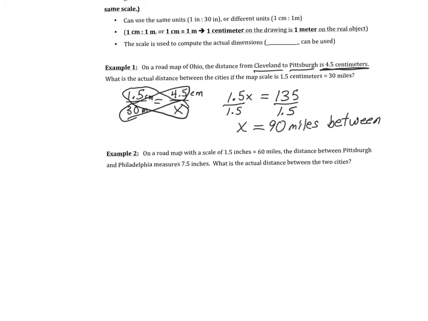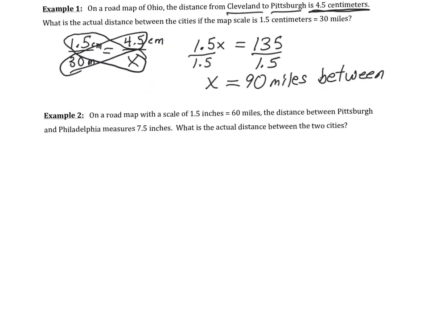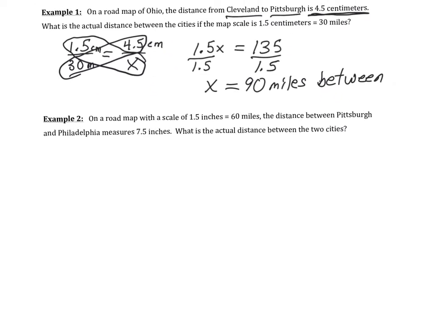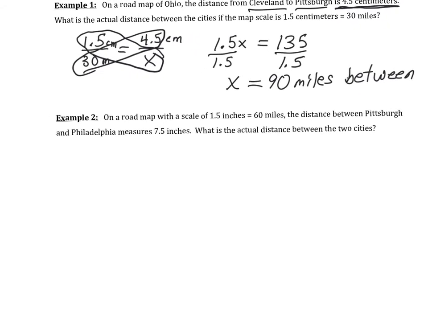Example number 2, on a road map with a scale of 1.5 inches equals 60 miles. Go back. The distance between Pittsburgh and Philadelphia measures 7.5 inches. What is the actual distance? Okay, so we have inches here, we have inches here. So we're dealing with 1.5. And this time I'm not going to put the labels there. 1.5 over 60 is the same as 7.5 over our mystery.